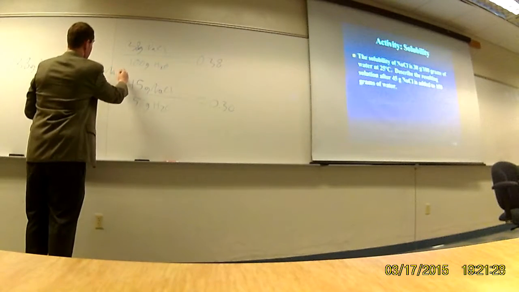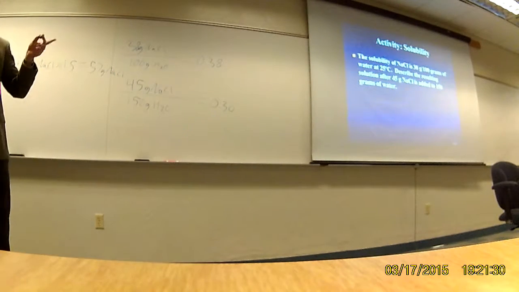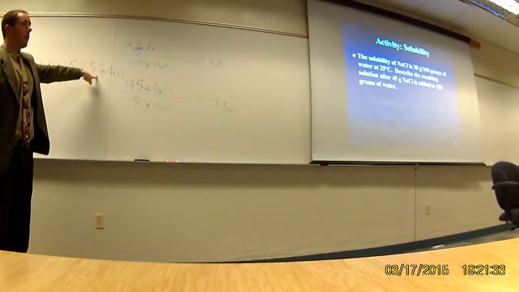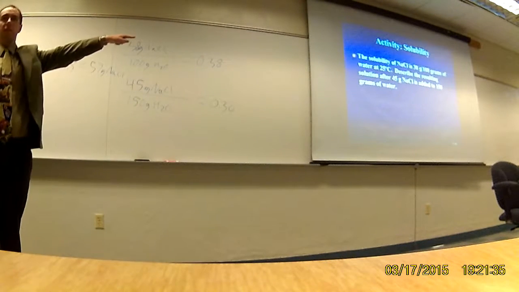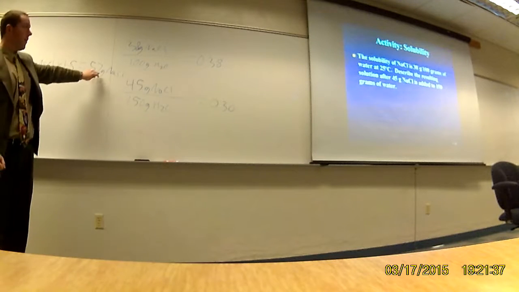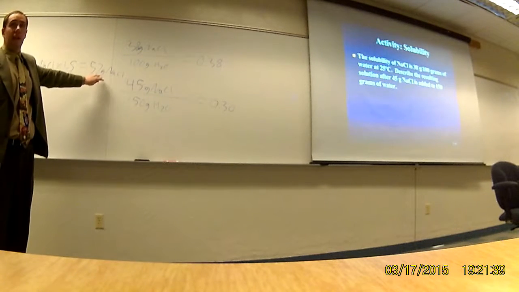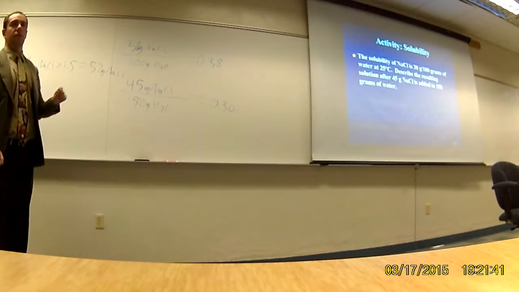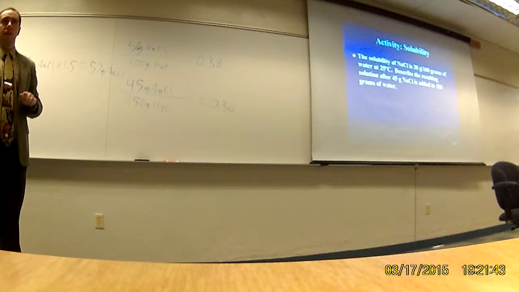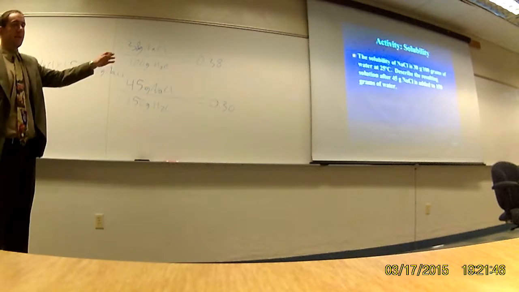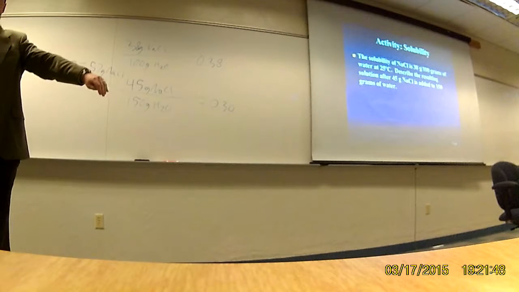57 grams of salt. That means in 150 grams of water, I can dissolve 57 grams of salt, but I only have 45, which is less than this. So I'm not saturated, so it's unsaturated. Okay? They both got the same exact answer. They're both equally correct.